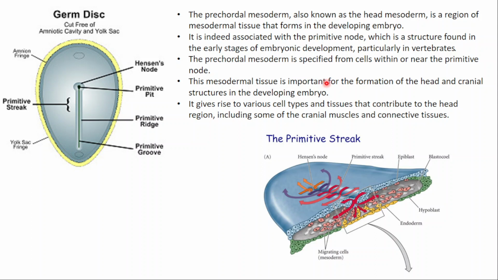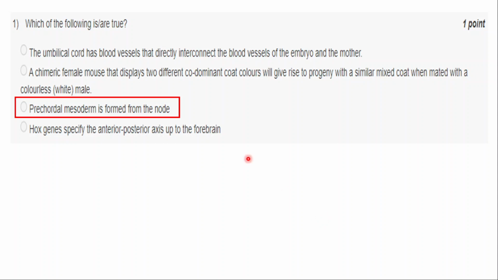The mesodermal tissue is important for the formation of the head and cranial structures in the developing embryo. It gives rise to various cell types and tissues that contribute to the head region. So some of these mesodermal cells migrate inside through Hensen's node. Migrating cells are this mesoderm, and this will form the precaudal mesoderm. So precaudal mesoderm forms from the node. The third statement was the correct statement: precaudal mesoderm is formed from the node.